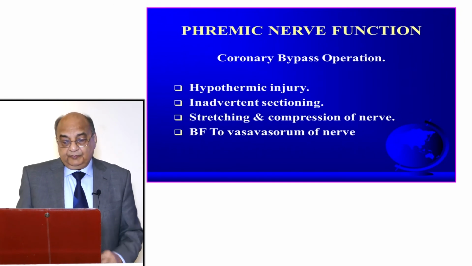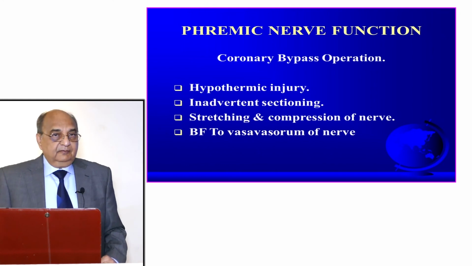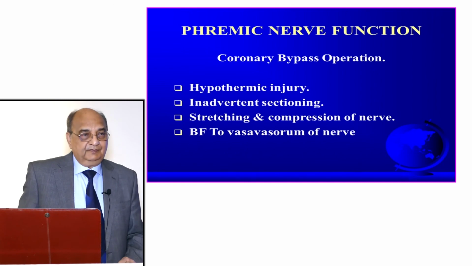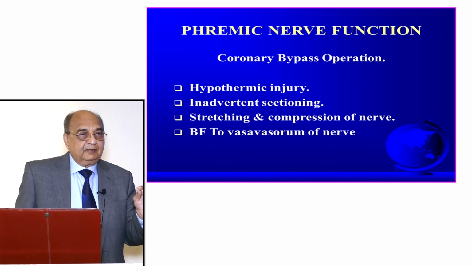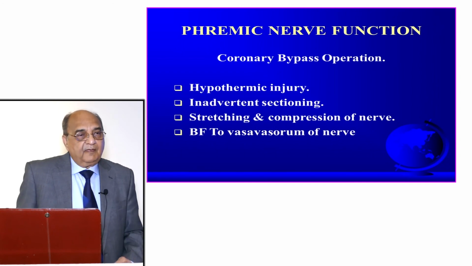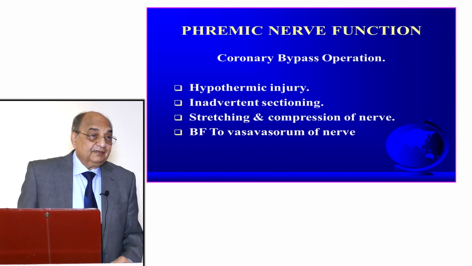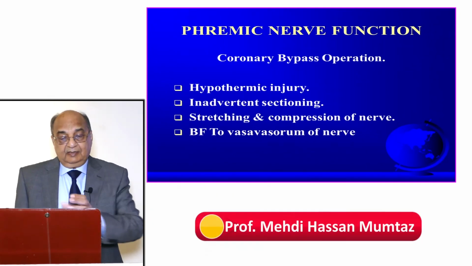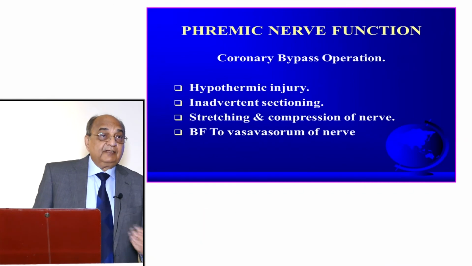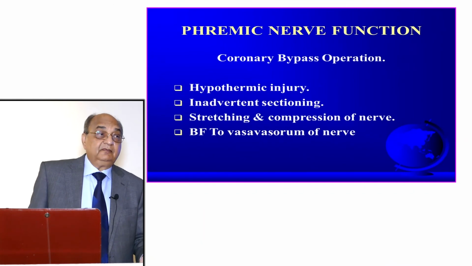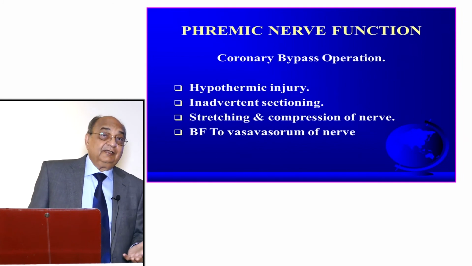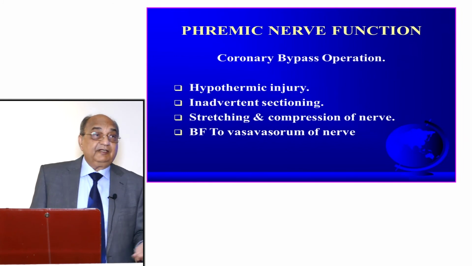Then blood flow to the vasa nervorum. There is blood supply to the nerve fibers itself also. So if those vessels, which are very microscopic vessels supplying the nerve, are damaged, all these factors combined can affect the efficiency of the phrenic nerve. It means it will affect the efficiency of the diaphragm. So these are things we have to consider when we start to think that we should take the patient off the ventilator.